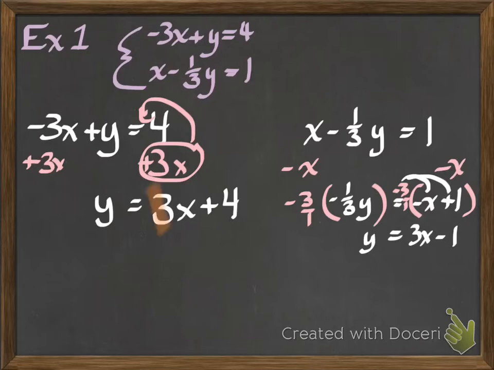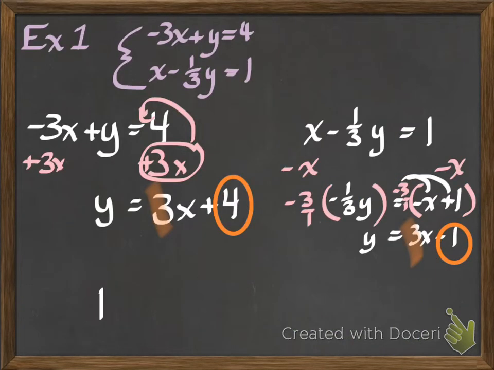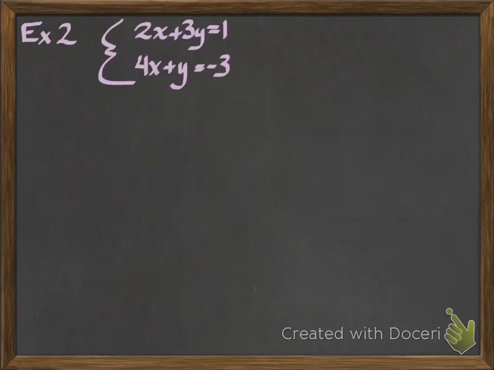So now I want to compare the two equations I have. My slopes are the same, but my y-intercepts are different. So same slope, different y-intercept means that we have parallel lines, or inconsistent. So this is an inconsistent set of graphs. That means there's going to be no solution.